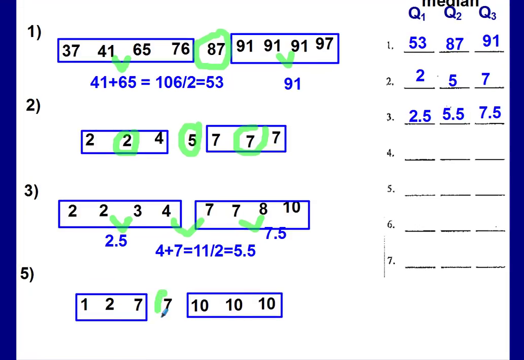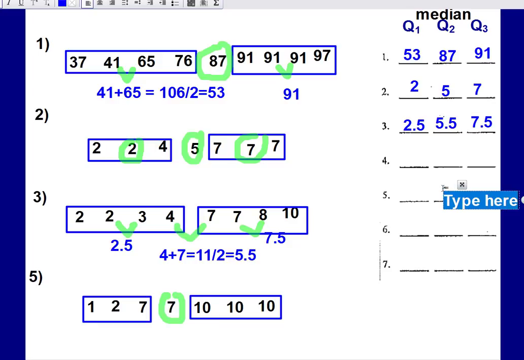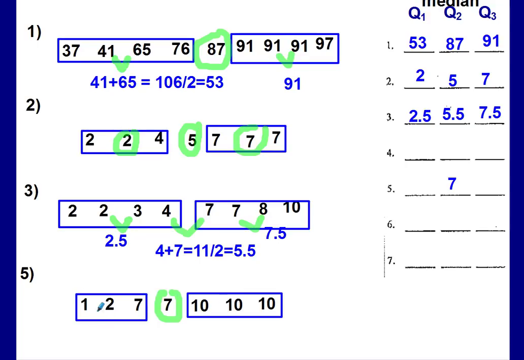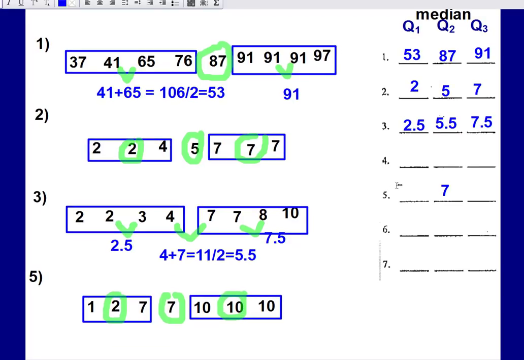And I do have a median, a number in the middle, 7. So that is my quartile 2, Q2. And then I want to find the median of the lower and the upper halves. So the middle number for the lower half is 2. And the middle number for the upper half is 10. So quartile 1, Q1 is at 2, and Q3 is 10.